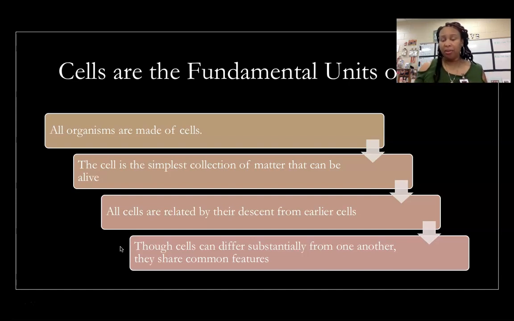All cells are related by their descent from earlier cells, which means you get cells from cells. Cells don't just materialize out of thin air. And cells can differ substantially from each other, even though they share common features, okay?